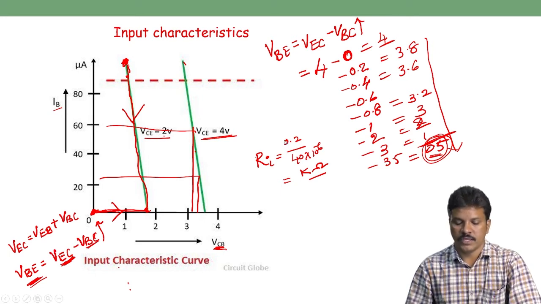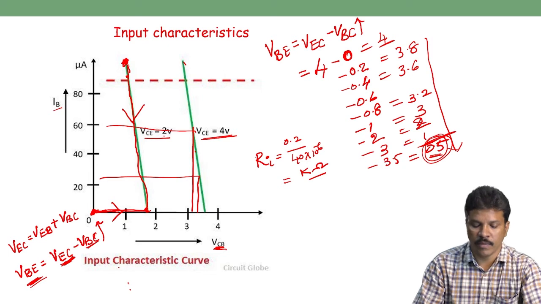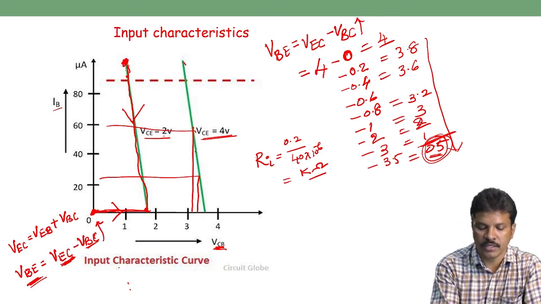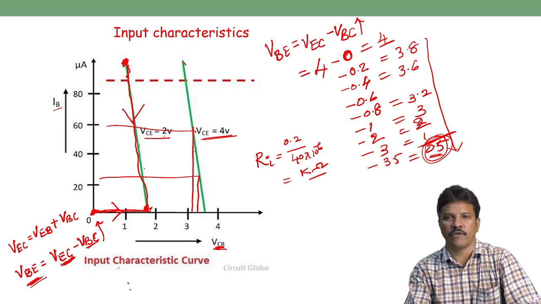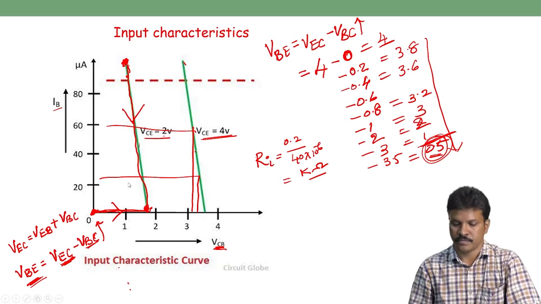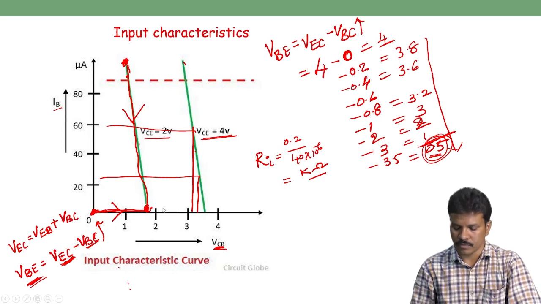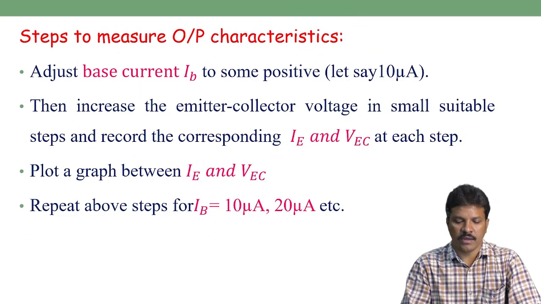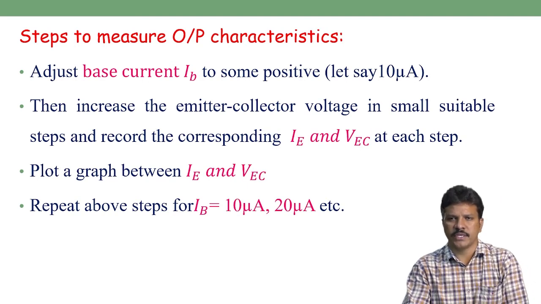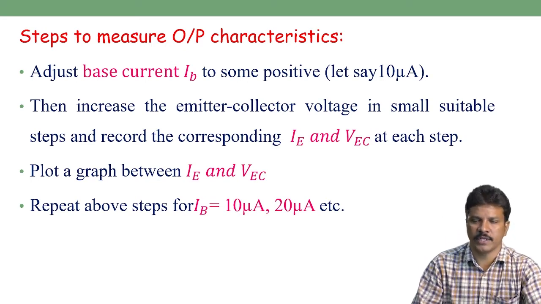In this common collector configuration, we must operate it like this: this is the maximum base current and it will reach the minimum base current. You must operate it in this region, so the input junction must be forward biased. We have another characteristic, the output characteristics. From the output characteristics, we can get the output impedance and the output current gain or voltage gain.